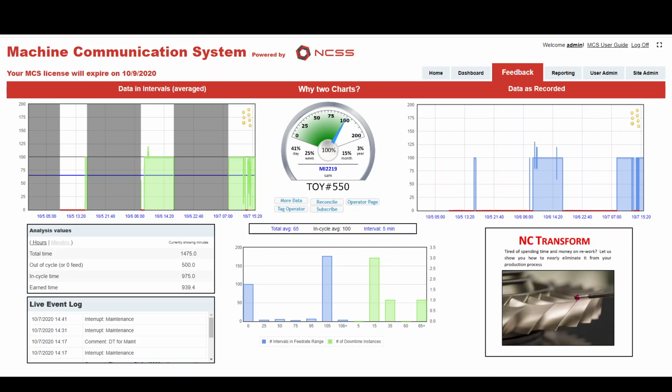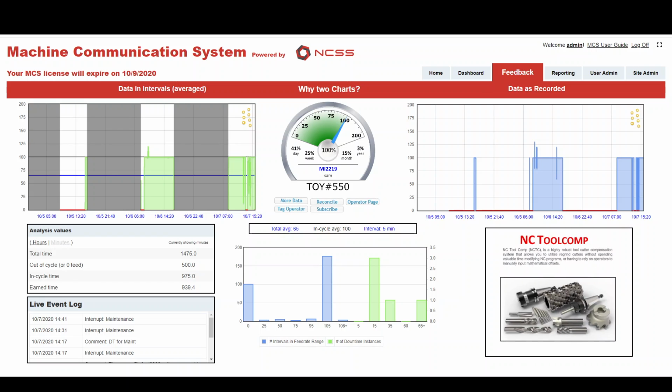Say you had a machine run at 100% feed rate for 4 minutes and was out of cycle for 1 minute in a 5-minute interval. That interval value would be 80% because it's a weighted average. Think of it as being like the trend lines when evaluating stock prices.